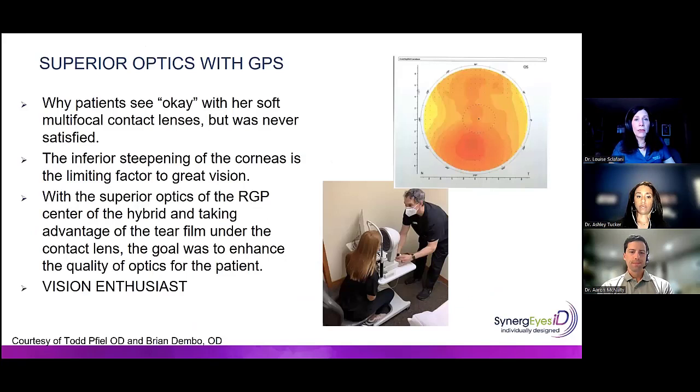So we know that the benefit of GP, gas permeable lenses, is that we get very, very stable optics with regards to the astigmatism correction. And sometimes we don't always find that astigmatism, and this lens will find it for you and correct it.